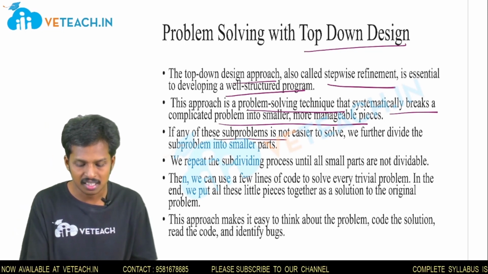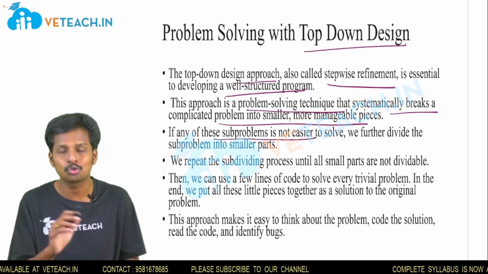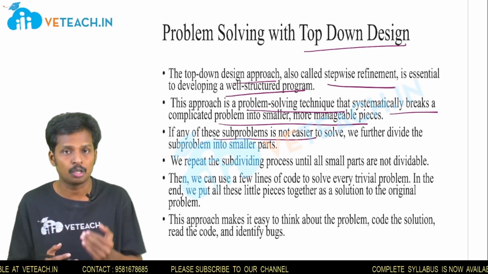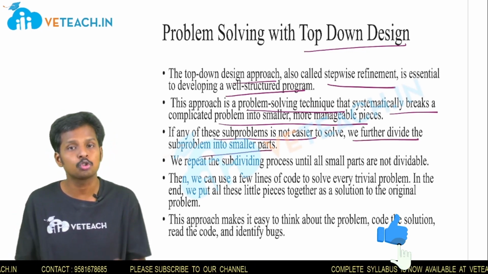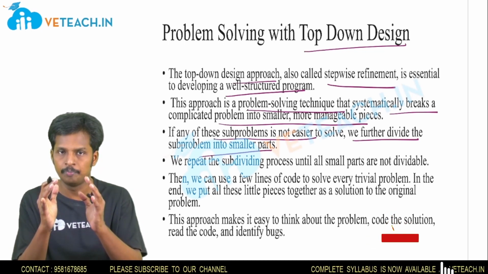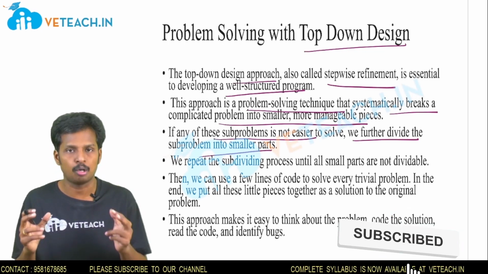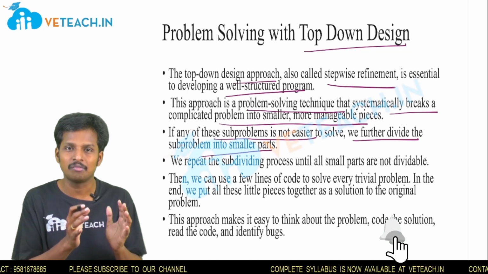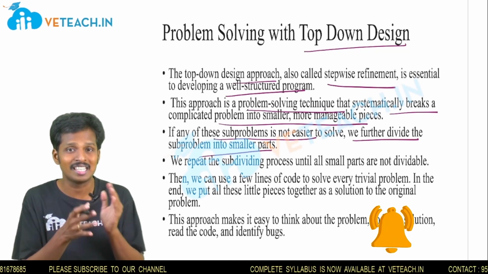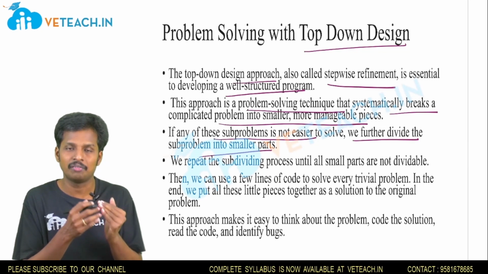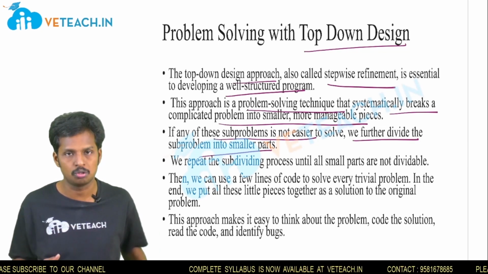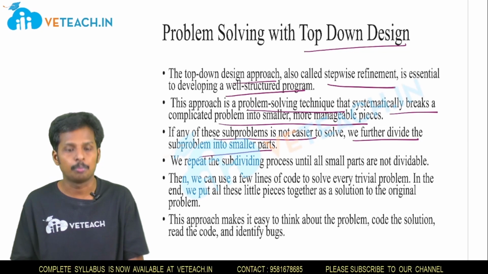If any of these subproblems is not easy to solve, we further divide the subproblem into smaller parts. Say we have a problem which is subdivided into two subproblems. Now we check whether this subproblem can be solved easily or not. If it is easily solvable, it's fine. Otherwise, we subdivide this module again into two modules. So this is how we do it in the top-down design approach.